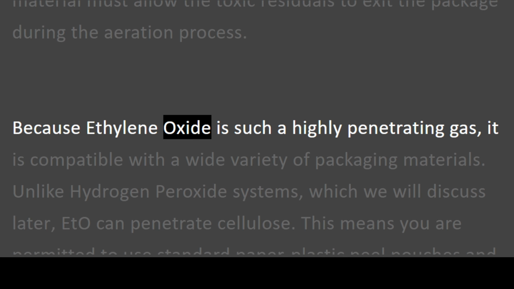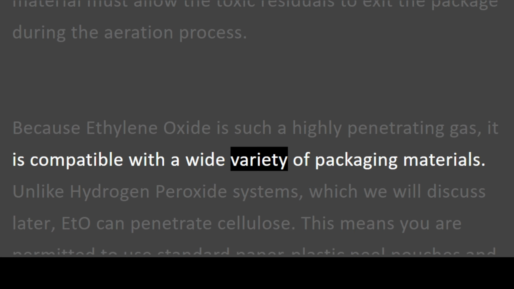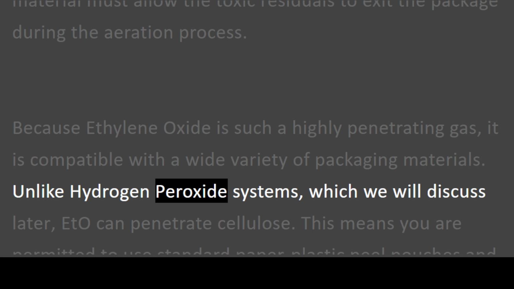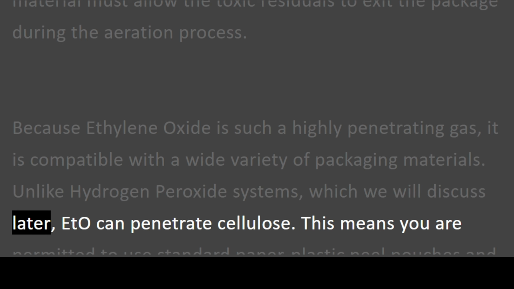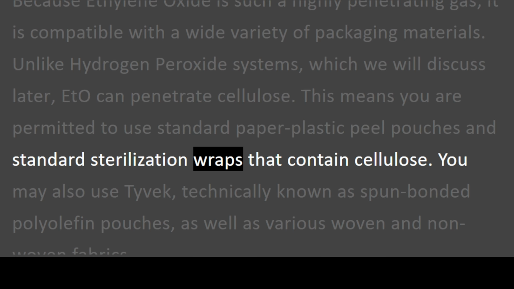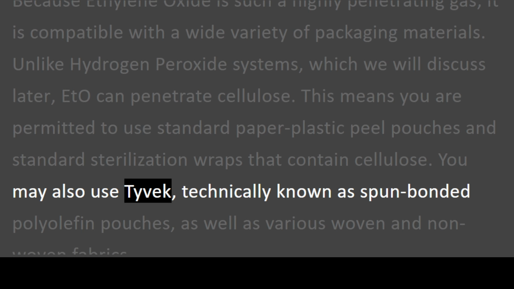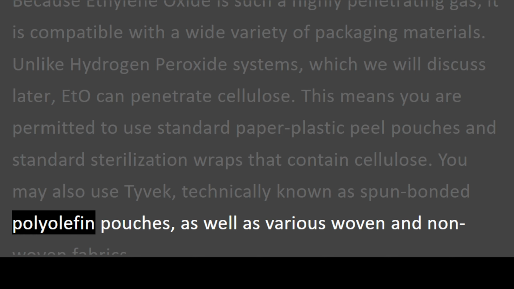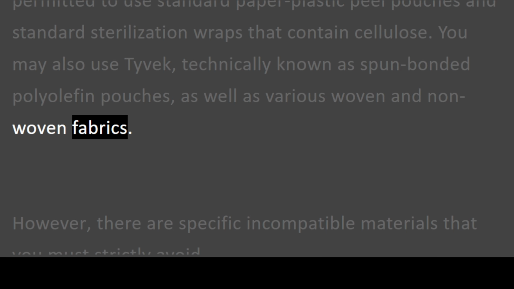Because ethylene oxide is such a highly penetrating gas, it is compatible with a wide variety of packaging materials. Unlike hydrogen peroxide systems, which we will discuss later, ETO can penetrate cellulose. This means you are permitted to use standard paper plastic peel pouches and standard sterilization wraps that contain cellulose. You may also use Tyvek, technically known as spun-bonded polyolefin pouches, as well as various woven and non-woven fabrics.